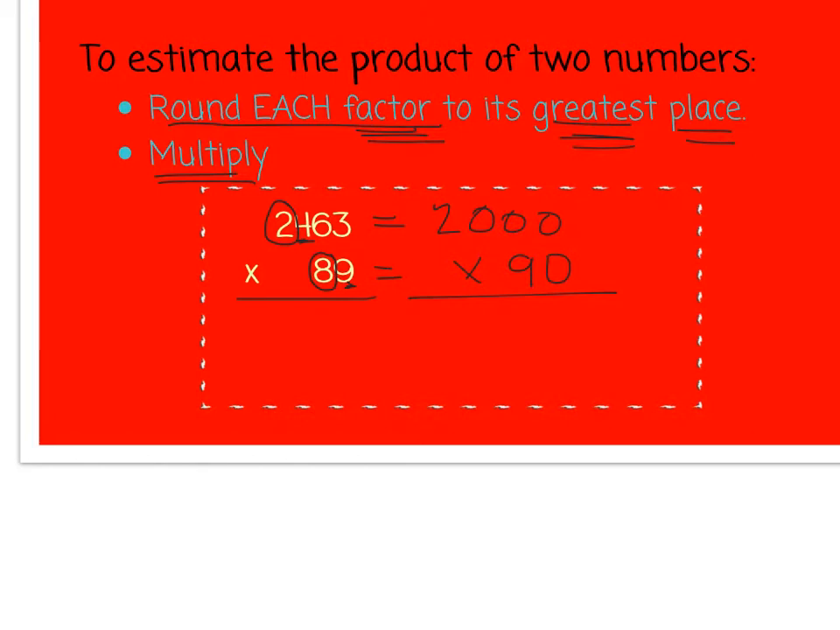Now remember what we said, to do mental math, we can multiply the non-zero numbers. So 2 times 9 is 18. And then what I do is I count all the zeros in my factors, and I have 4 total zeros. So I add those, 1, 2, 3, 4. So our estimate is 180,000.